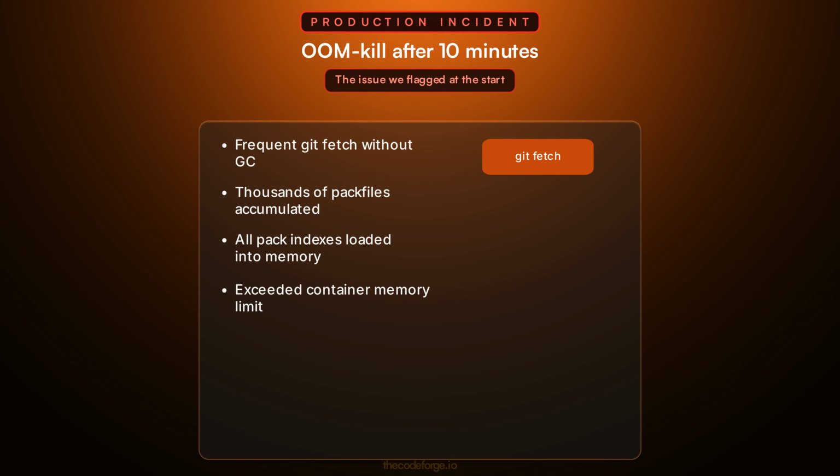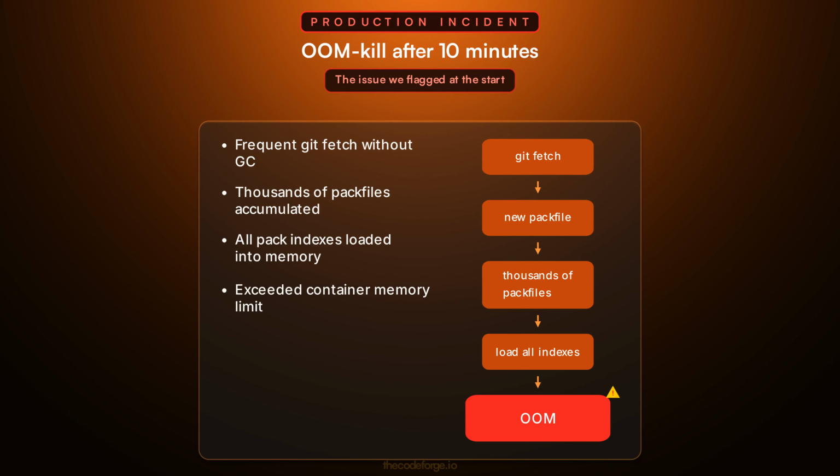This is the same issue we highlighted at the start. Here's exactly why that happened. The CI container ran frequent git fetch without git gc, accumulating thousands of packfiles. During clone, Git tried to load all packfile indexes into memory, exhausting the 4 GB limit. The core.deltaBaseCacheLimit default, 96 MB, was also too low for the delta chain depth.